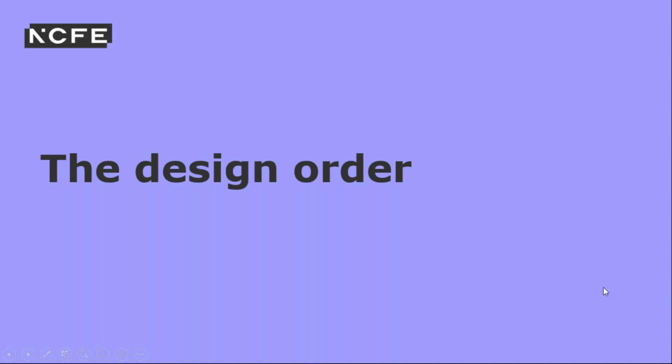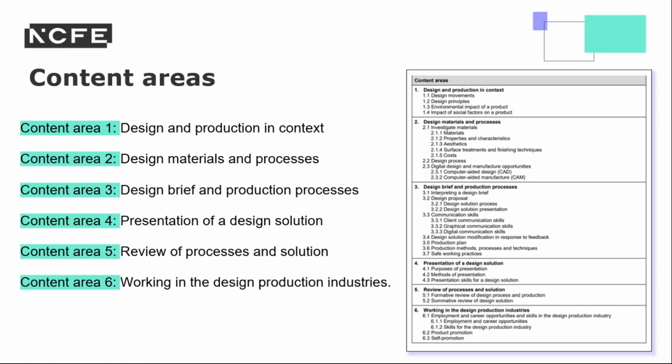Let's look at the design order. We will start with looking at the content areas of the qualification. By putting the content areas into a brief project scenario, this follows the design order, allowing your learners to cover the content areas. Content area 1, design and production. In context, this could cover research, looking at the design movements. This could be the theme of your project brief, principles of design, the area in which your learners could focus on, from fashion, textiles, product design, etc. Looking at the environment and social factors that would impact the design brief project.